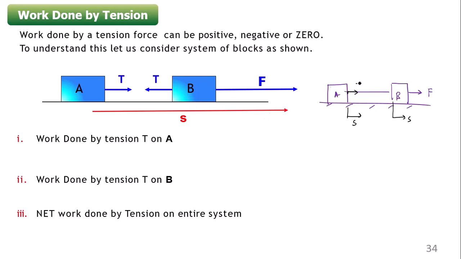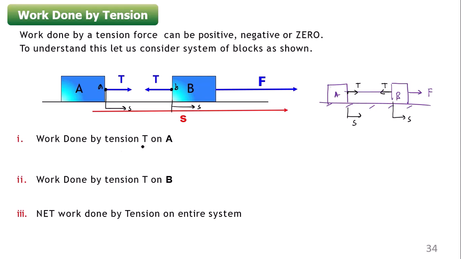Now if I identify the tension on the A block, the tension on the A block should be in this direction. Tension on B block should be in the other direction. So this point B, on which the tension force is acting on B block, is displaced toward the right-hand direction. This point A, on which the tension is acting, is also displaced toward the right-hand direction by the same S.